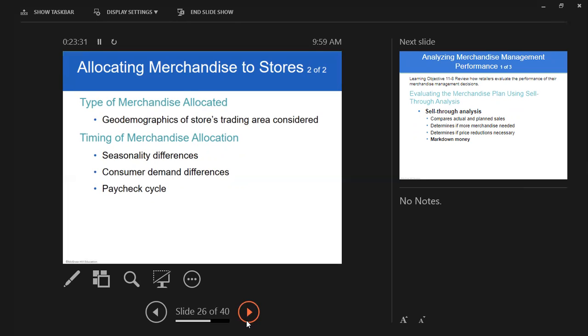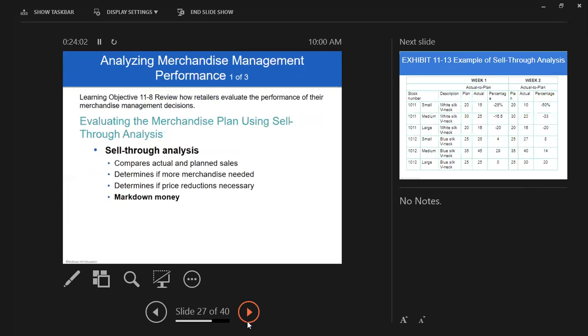And then timing of merchandise allocation. Okay, you are looking at seasonal differences, consumer demand differences, and also paycheck cycle. Normally end of the month, on 24th or 25th, you will have all these products allocated or put on shelf, because you know that there is a time that your consumer or your customer gets their paycheck, their salary, so they can spend during that particular time.